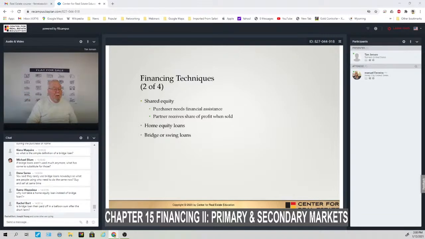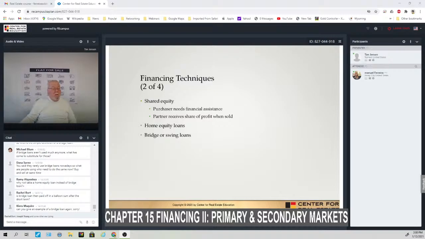Maybe they know. Why not take a home equity loan instead of bridge loans? That's the way we structured it. That's the way the company structured it. Is the bridge loan then paid off in a balloon sum after the short term? It's paid off with the proceeds of the sale of the first house. That's how it's used.